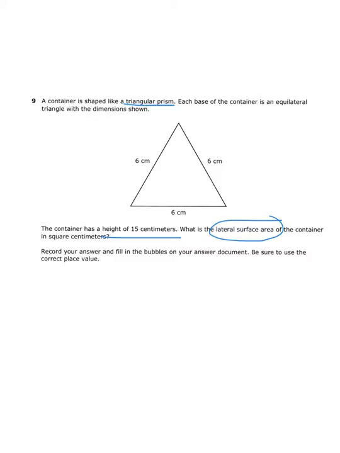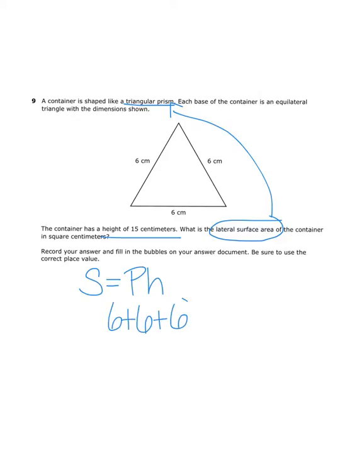So it's asking for the lateral surface area of a triangular prism. I would write my formula, S equals Ph. Capital P means perimeter of the base. So I'd have to add the 3 sides of the triangle to find the perimeter of the base times the height, which they told me was 15, and that would give me a total of 270. When you bubble that, the decimal point goes right after it. You don't have to fill in the zeros, but you can. You don't have to fill in the plus sign, but you can.